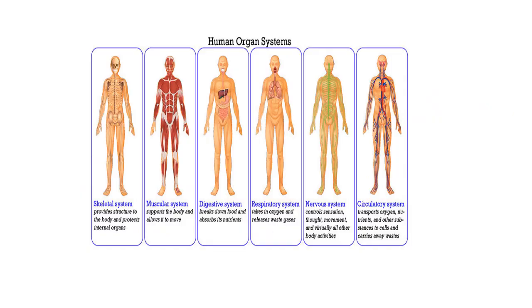This is a very short survey of different organ systems. From left to right you see skeletal system, muscular system, digestive system, respiratory system, nervous system, and circulatory system. So together they make up the human being or the human organism. And today we will concentrate on system number 3 from the left, which is the digestive system. It says it breaks down food and absorbs its nutrients.